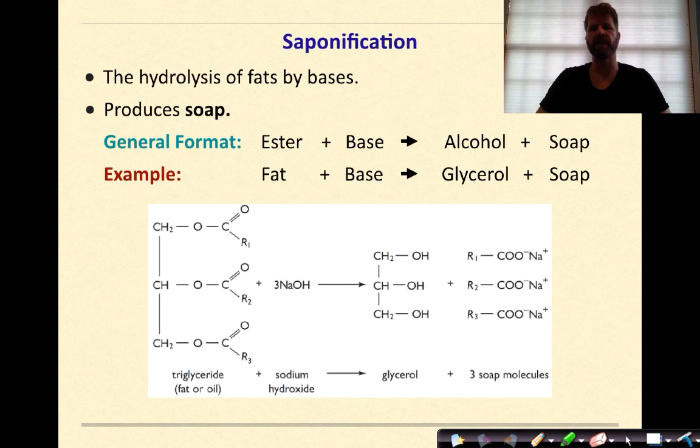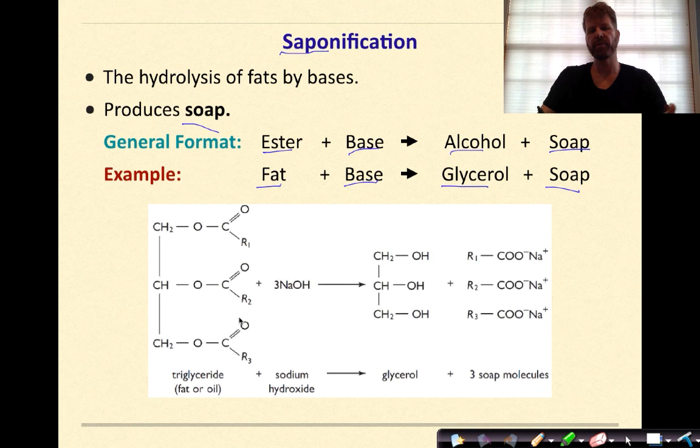Let's examine saponification. Saponification is the hydrolysis of fats by bases to produce soap, and the word saponification has the word soap in it with the first 4 letters if you rearrange them. The general format of saponification involves an ester reacting with a base to produce alcohol and an organic compound called soap. Example would be the use of fat combining with a strong base to produce glycerol and soap, and that is shown in this diagram here.